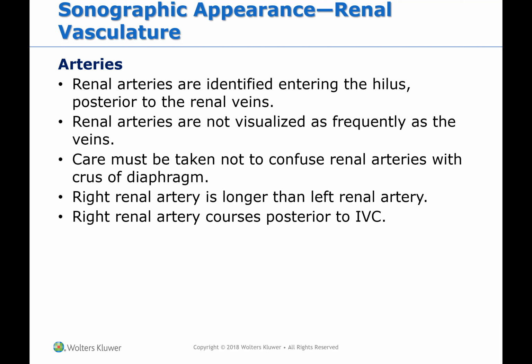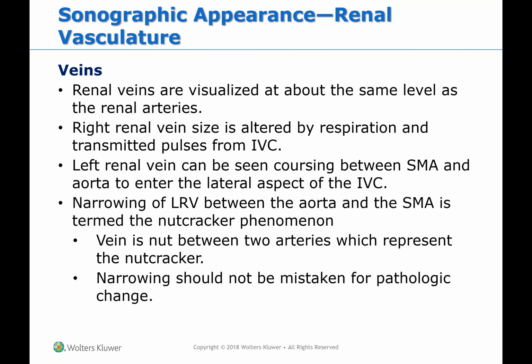The right renal artery is longer than the left renal artery, and that is because the aorta is located on the left side while the IVC is located on the right side. So the right renal artery has to travel longer to get to the right kidney. And another important part of anatomy is that the right renal artery courses posterior to the IVC. The renal veins are visualized at about the same level as the renal arteries.